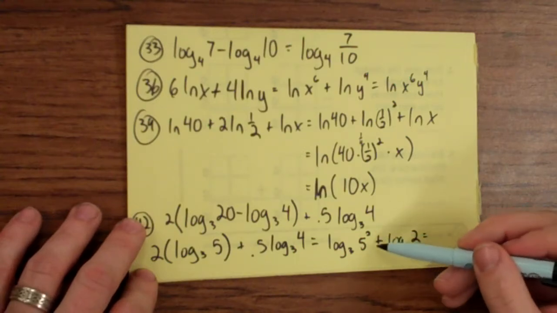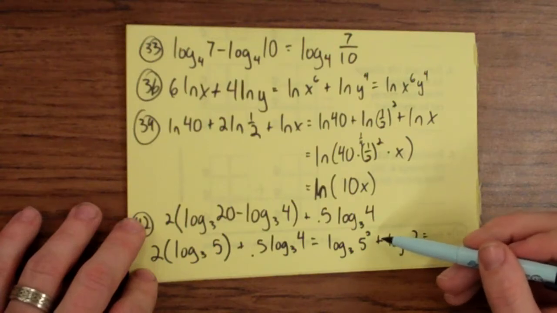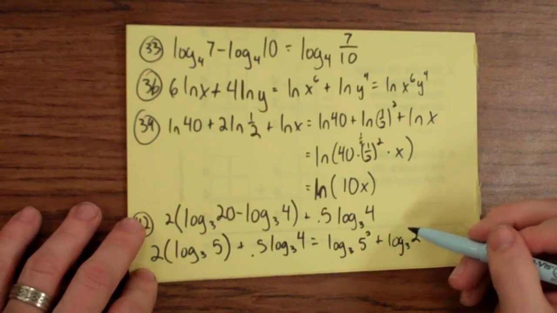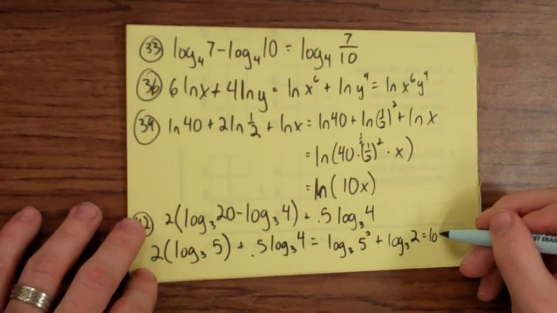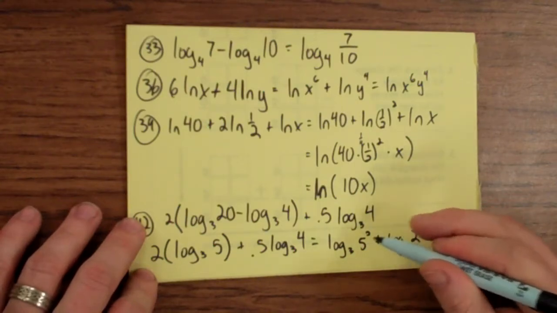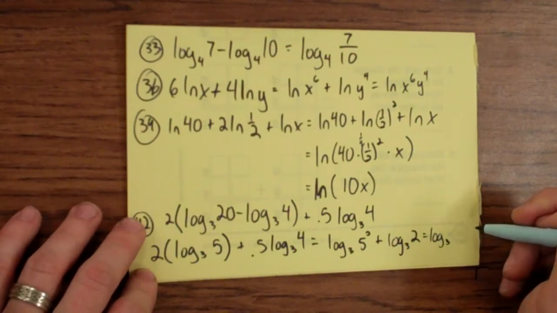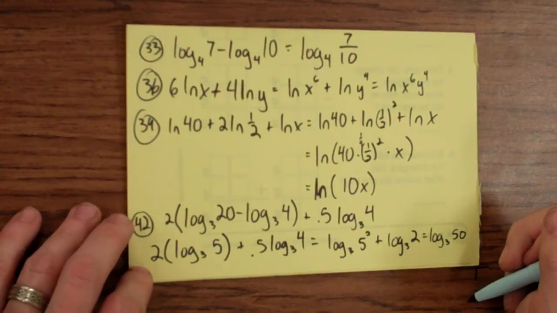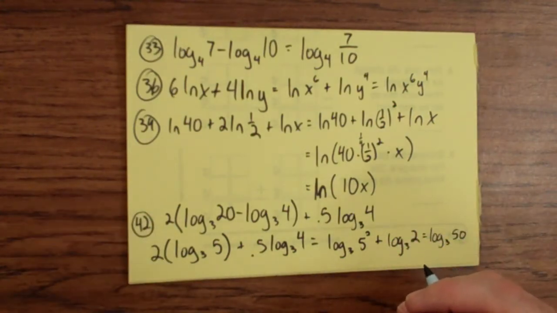We have addition. That invokes the product property, the other P one. That's going to be the log base 3 of 5 squared times 2. 5 squared, what's that? It's 25. And so we have 25 times 2, which is 50. So put it all together, you have log base 3 of 50. And that is condensing.